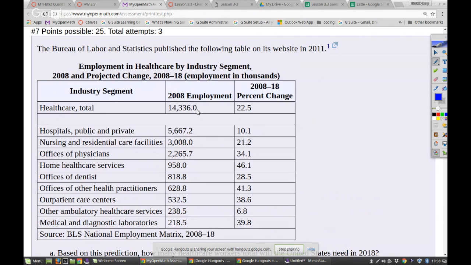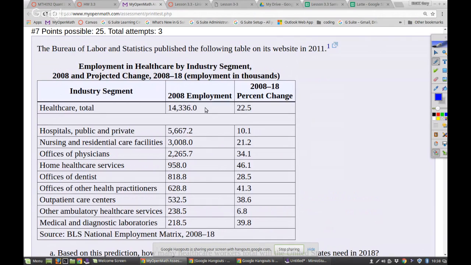In 2008, do you believe that there were 14,000 healthcare professionals in the U.S.? Or does that number seem a bit small? How many people are in the U.S.? 300 million, yeah. There's way more than that healthcare workers. So there's an important note at the top of the table that says these employment numbers are in thousands. So how much is 1,000,000? A million, yeah. So that's really 14,336,000 people. Often when you look up data, so they don't have to show huge numbers, they'll have little side notes.